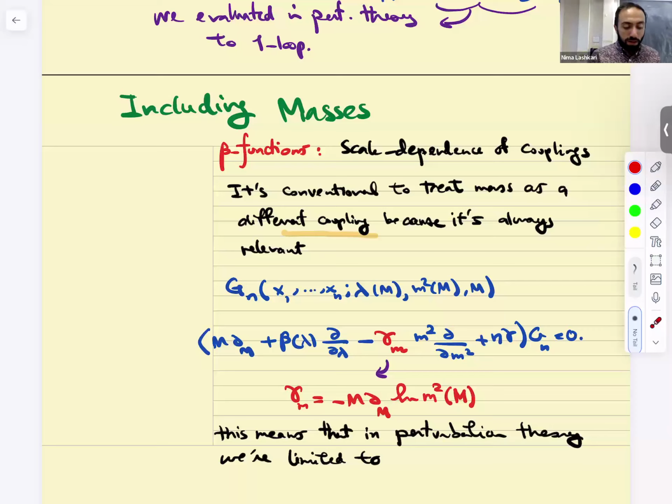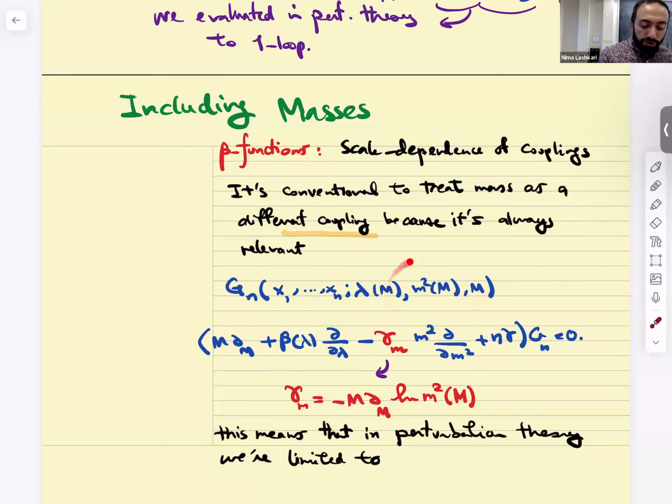Good. So how do we include masses? We include masses like any other couplings, right? So here's my Gn. This is the connected endpoint function of x1 to xn. Here's a coupling that depends on scale. m squared, I'm just going to list it as one of the couplings. Mass, right? Now, hopefully you won't confuse all the m's. I have the tendency of using, actually in QFT, we often use the same letter. Little m, large M, little lambda, large lambda, meaning very different things. Hopefully I'm not confusing you guys.